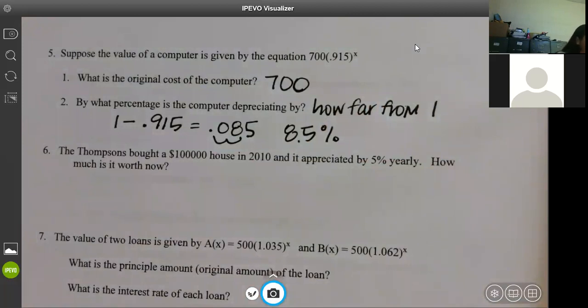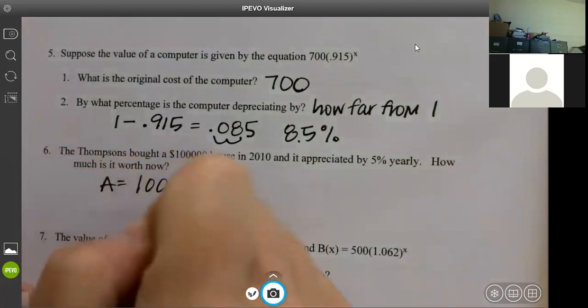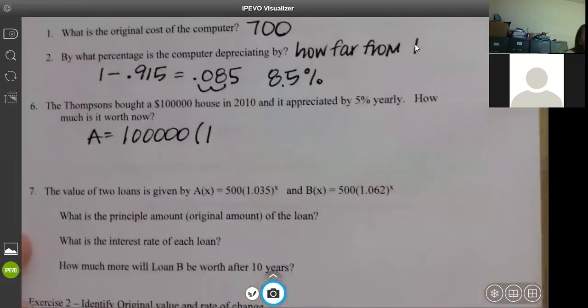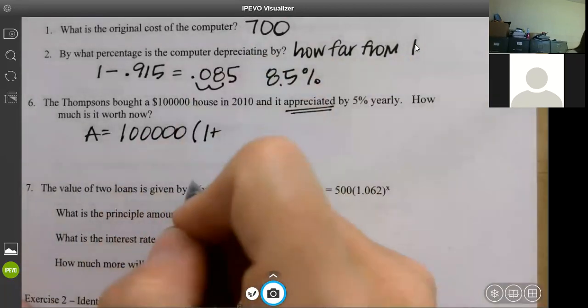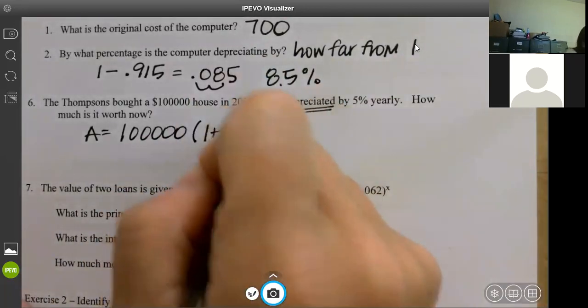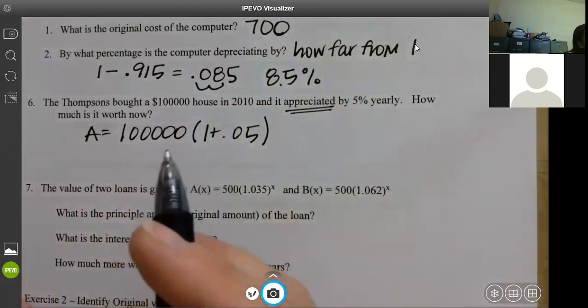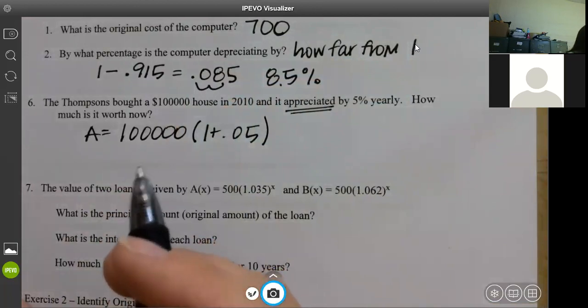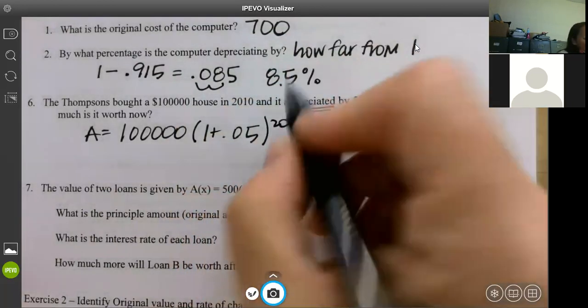The Thompsons bought a $100,000 house in 2010 and it appreciated by 5% yearly. How much is it worth now? Okay. So how much did they pay for it in the beginning? 100,000. 1 plus or 1 minus? Plus, because it appreciated, so it grew. What's your percent? And then how long? 2020 minus 2010.